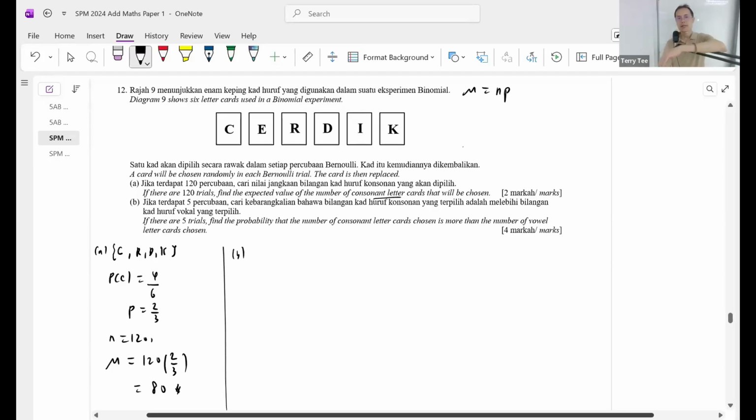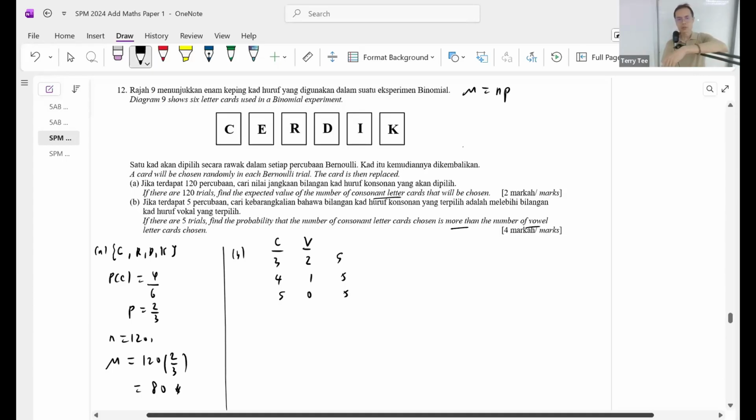Now, next, if there are 5 trials, the number of consonant letters chosen is more than the number of vowels. Okay, consonants more than vowels. Maybe you can think of it this way. When you draw 5 cards, in what situation are consonants more than vowels? You can have 3 and 2, 4 and 1, some more, 5 and 0. Even 5 and 0 we can still consider. It's still more than vowels, right?